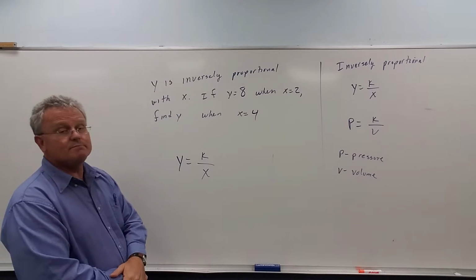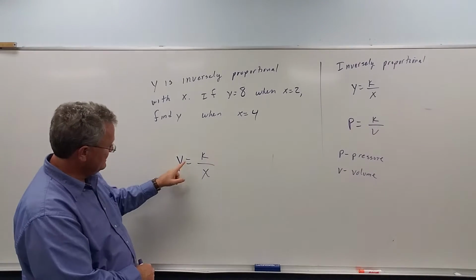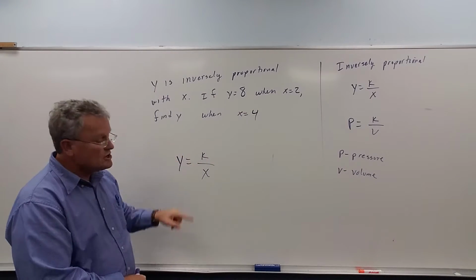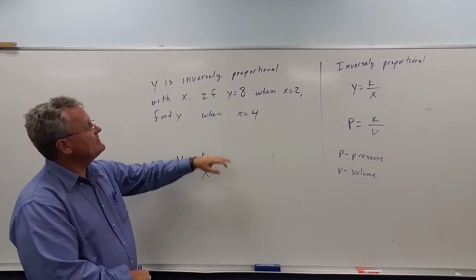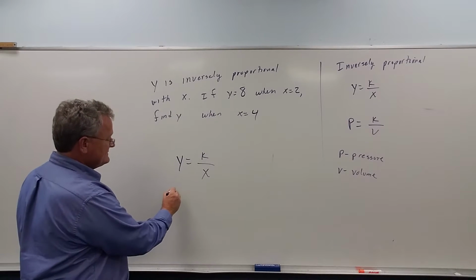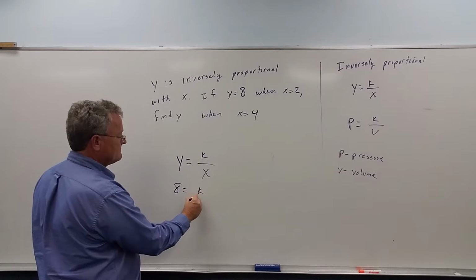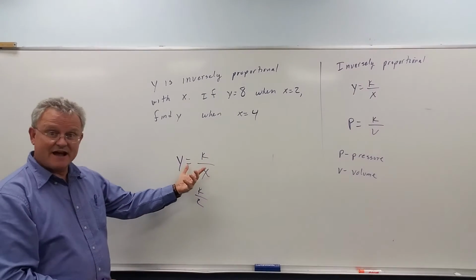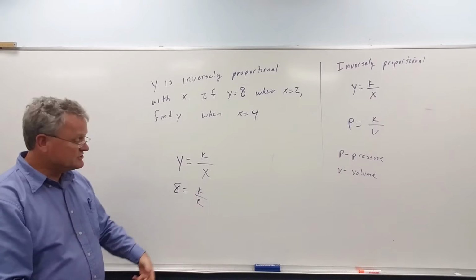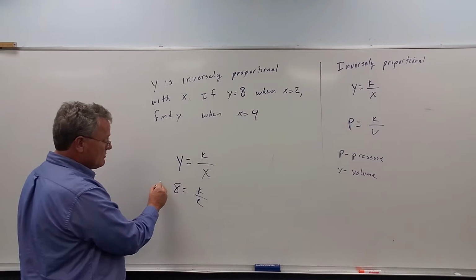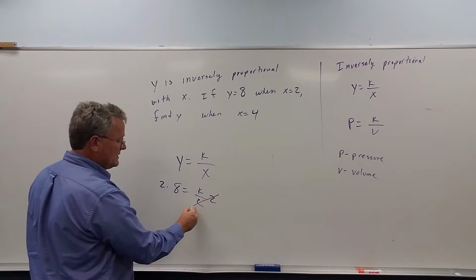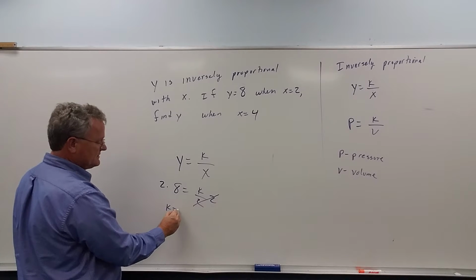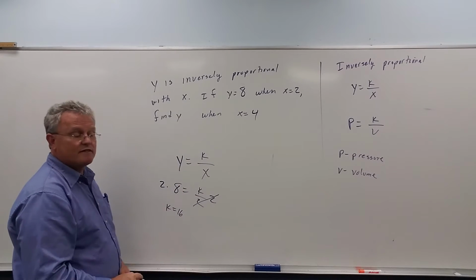y is inversely proportional with x. That means we use that equation, y equals k over x. If y is 8 when x is 2, well, the first step is to find k in these variation problems. Multiply both sides by 2, and we get k is 16. And we plug that in there.